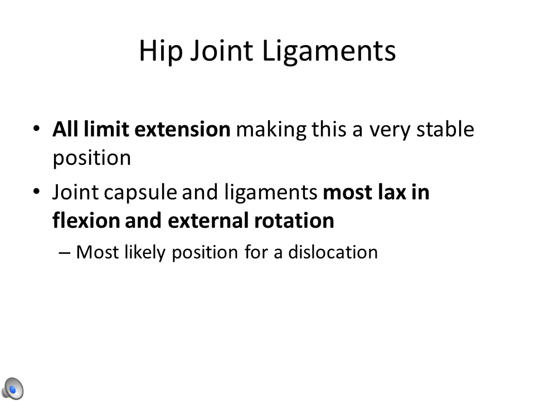The joint capsule and ligaments are most lax in flexion and external rotation, making this the most unstable position and more likely for dislocation to occur when the hip is in flexion and external rotation.